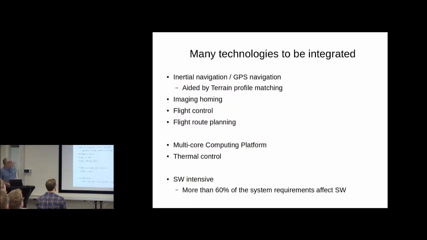In a missile project like this, there is a lot of technology to be integrated. We have inertial navigation. We have GPS navigation, aided by terrain profile matching. We have imaging homing, flight control, and flight route planning. For the computer, we're using a multi-core solution. And we also have thermal control, because inside the weapons bay of the F-35, it's really warm. So the electronics needs liquid cooling. And to get rid of the heat, we actually use the missile's jet fuel as a heat sink.